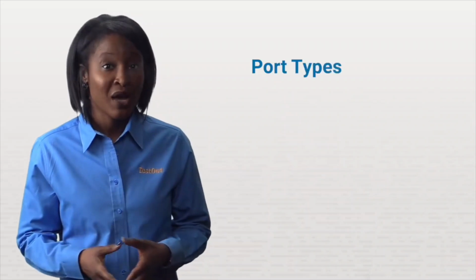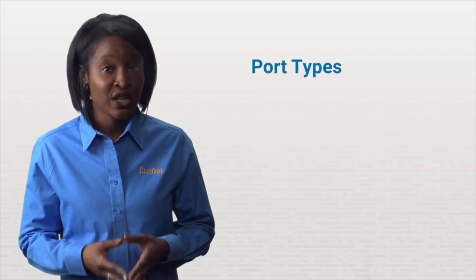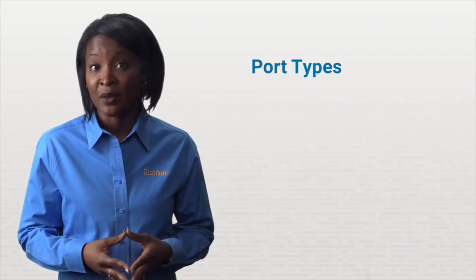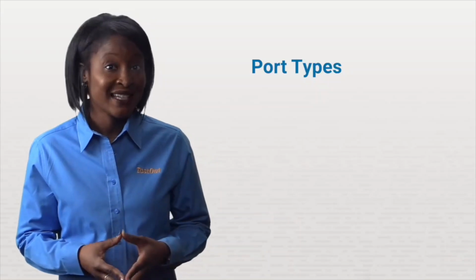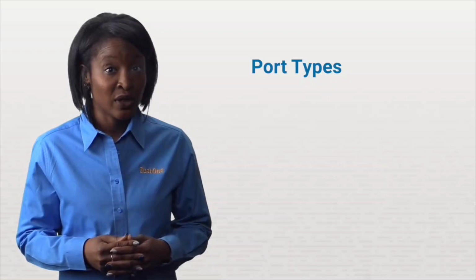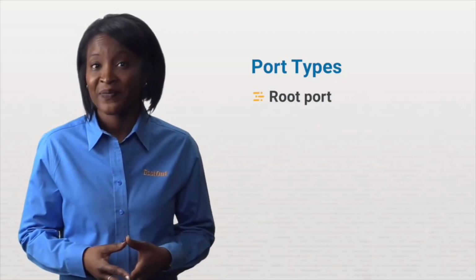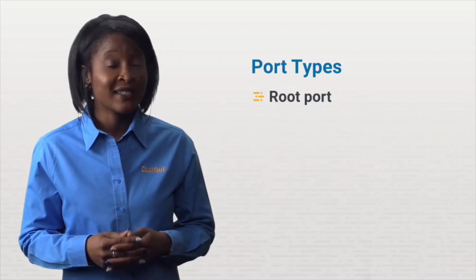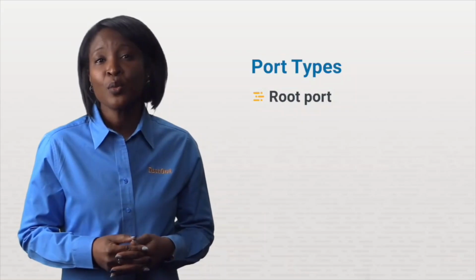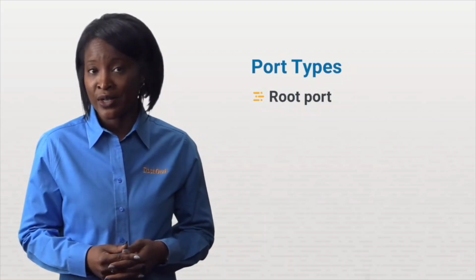The last priority mechanism STP uses is port types. During the configuration process, ports on each switch are configured as one of 3 types: a root port, a designated port, or a blocking port. The port on the designated switch with the lowest port cost back to the root bridge is the root port. Each designated switch has a single root port, a single path back to the root bridge. Root ports are in the forwarding state. The root bridge does not have a root port.